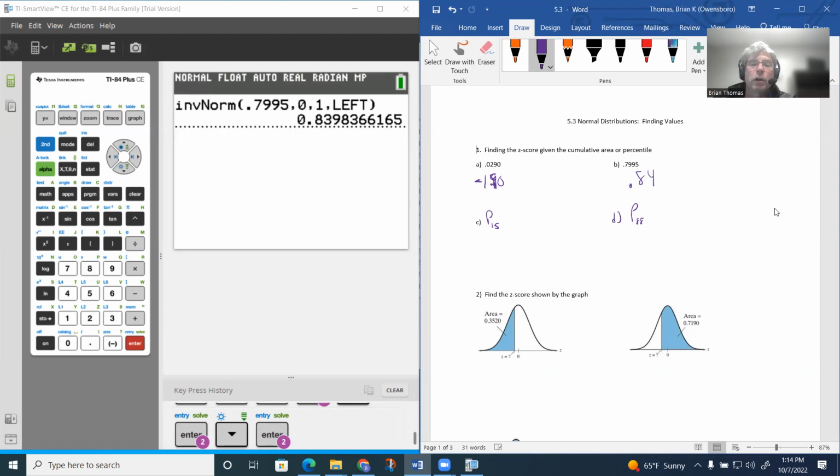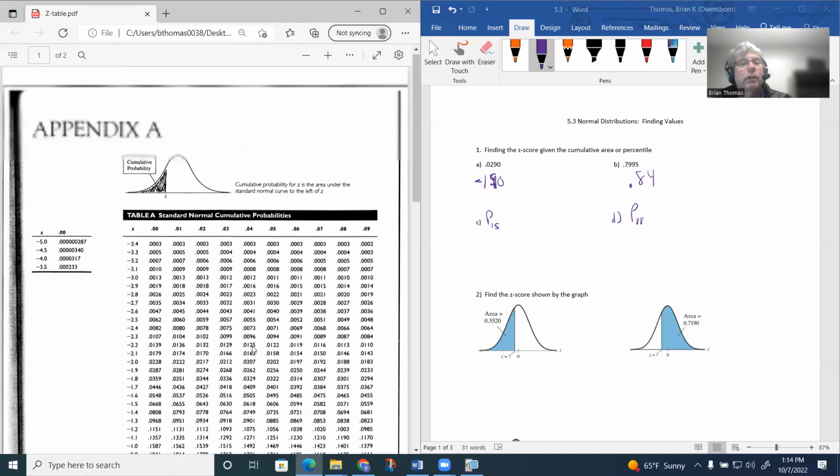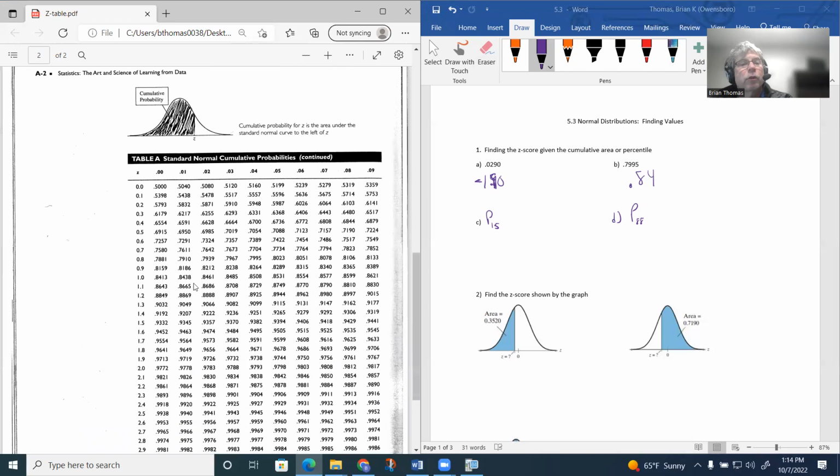So 0.84. Let's see what the table does there. If I look at that 0.7995, see if it shows the same thing. So 0.84 would be here, 0.7995. So now it looks like that left one is making the difference there. That gives me the same thing that's in my tables. Okay, all righty. Learn something new. My other calculator didn't do that.